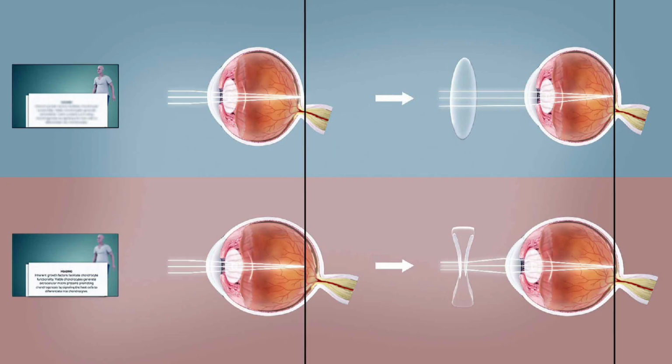Coming to the grading of hypermetropia, we have low, moderate, high. Under low, it is less than plus 2 diopters. Moderate, it is plus 2 to plus 5 diopters. High, we have more than plus 5 diopters.